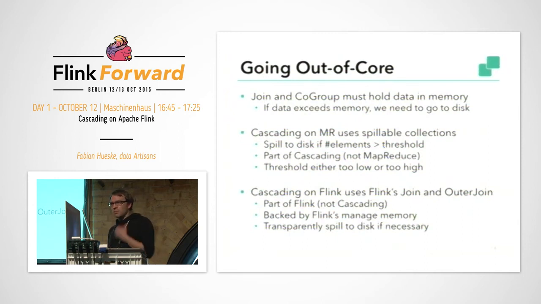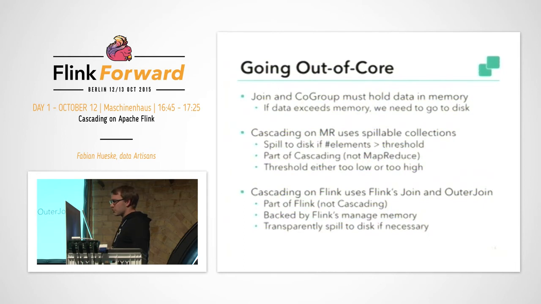Talking about processing data out of core. Basically, join and co-group operations require, or at some point in time need to hold data in memory, either because you build a hash table which you should put into memory, or if you're running a sort merge join, there might be a situation where you have multiple keys on each side, and you need to build a cross product. So you need to put some data into memory.